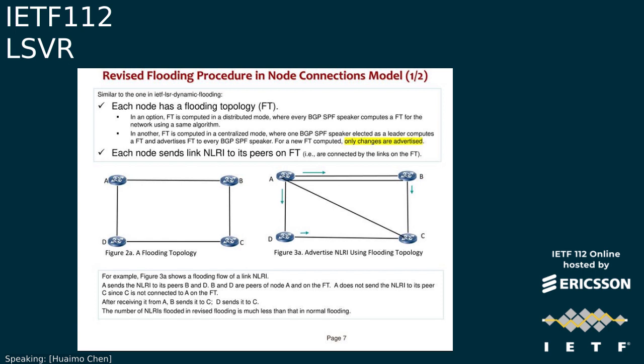One is along the link on the flooding topology from A to B, and the other one is from A to D. This is along the flooding topology from A to D. So the blue arrow illustrates the flooding along the flooding topologies. We can see that the amount of link state flooding using this revised procedure is reduced a lot compared to the normal flooding procedures we talked about in the previous slides. Next page.